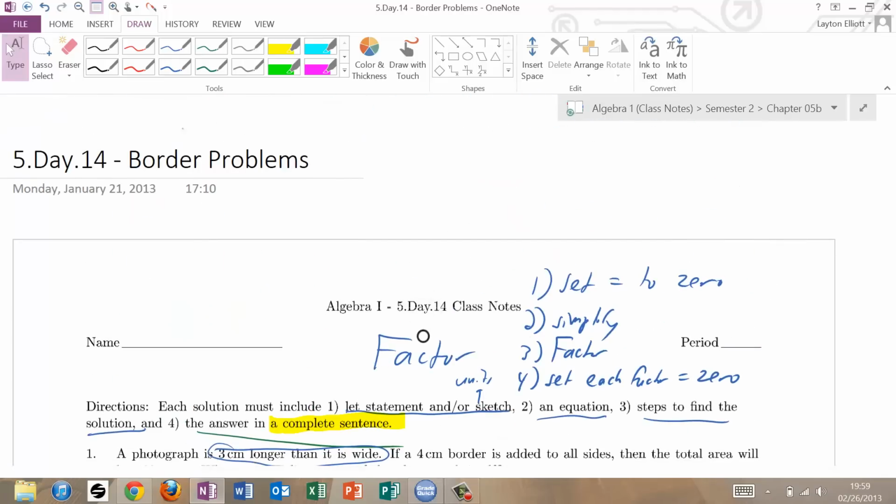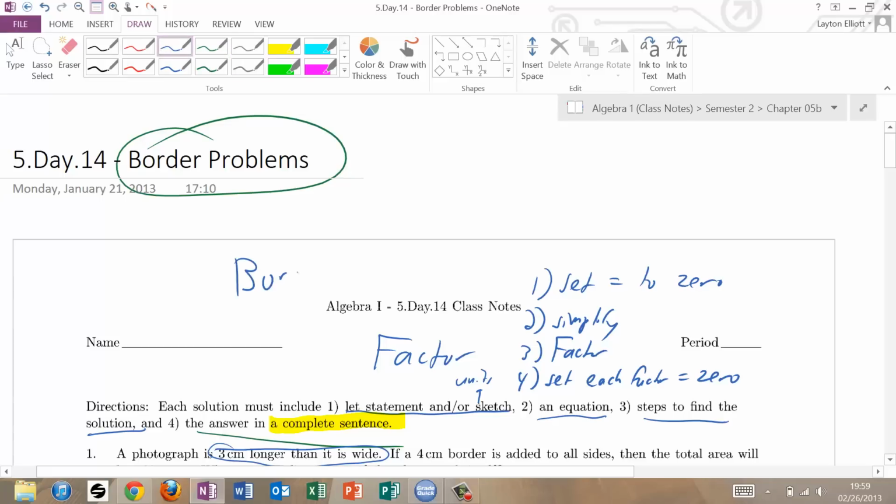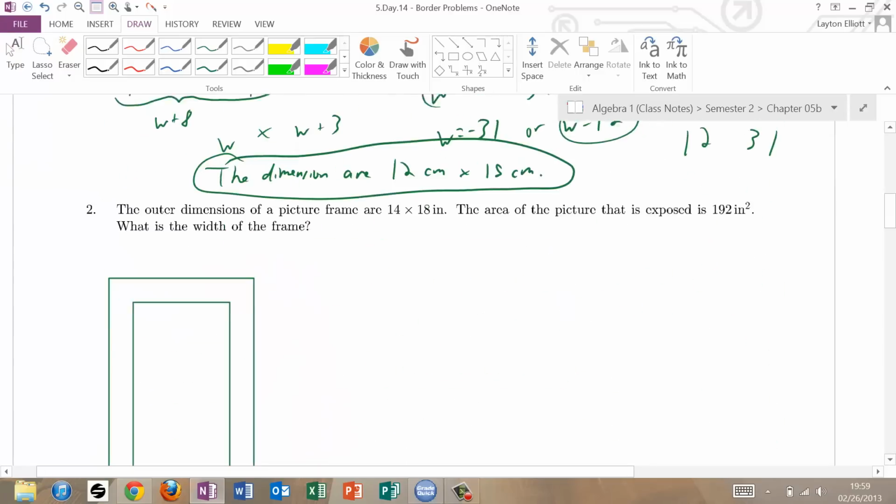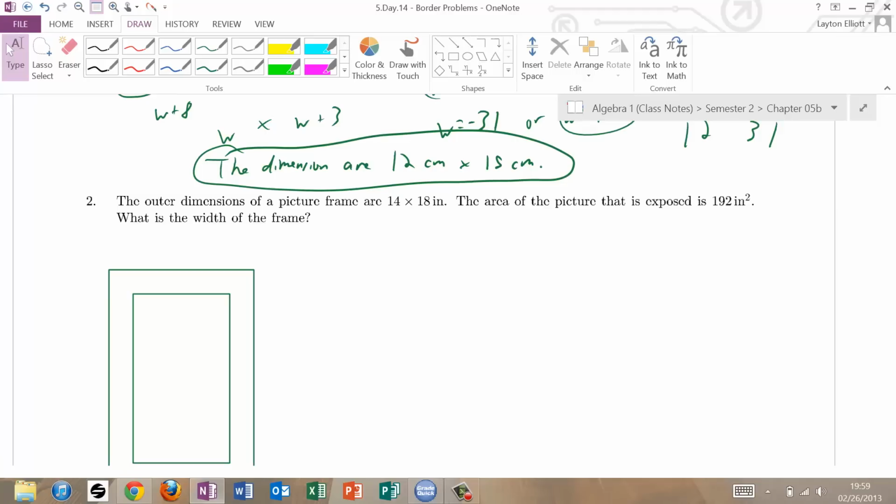I want you to go back up and write somewhere up here, border problems. That's what these are called. I'm going to be looking for this when I check your notes. Do you have border problems written? And if you're listening to this, don't tell anyone who's not, or asks to see yours. Okay, just leave it. I'm looking for border problems.